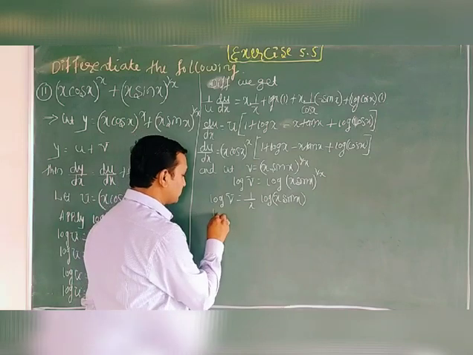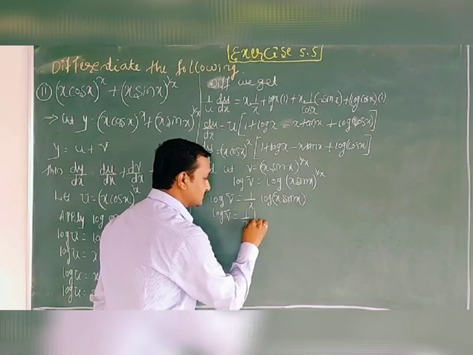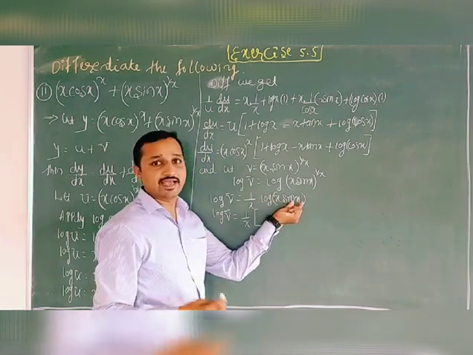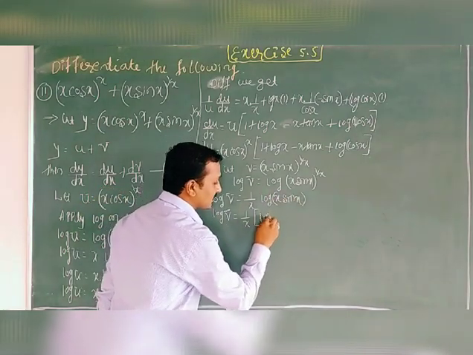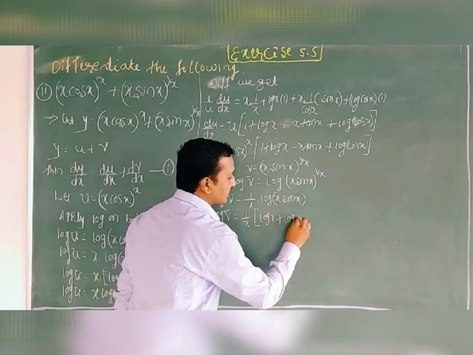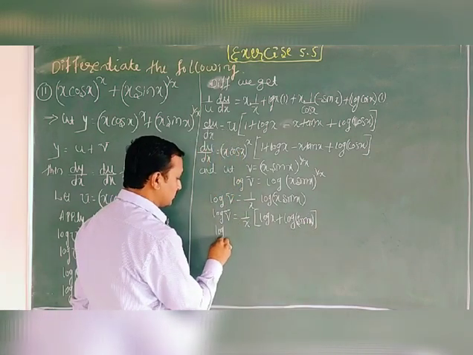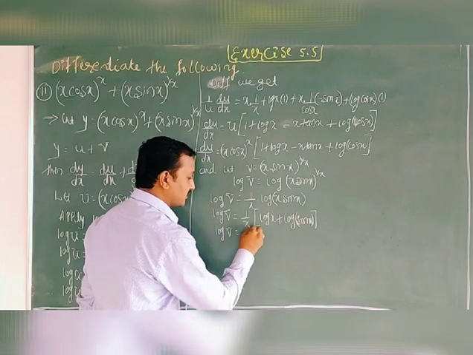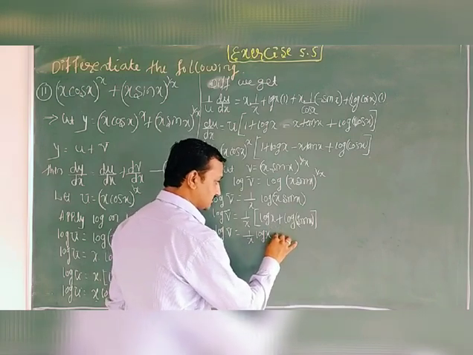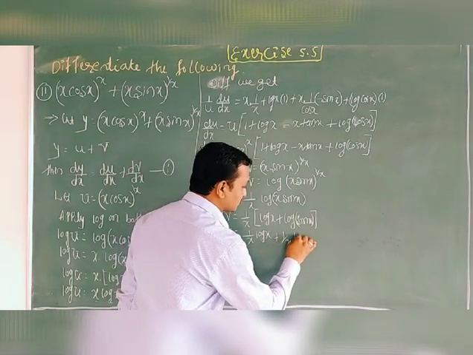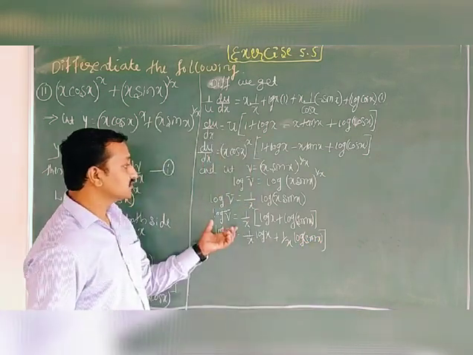Is that clear? Then again, keep log p as it is, and write 1 by x as it is. So this is of the form log of m into n, the same form as in the previous one. Log of m into n can be written as log x plus log of sin x. Clear that? The next step is the simplification: 1 by x multiplied by this term becomes 1 by x into log x, plus 1 by x into log of sin x. Clear that? So this is the simplification part.